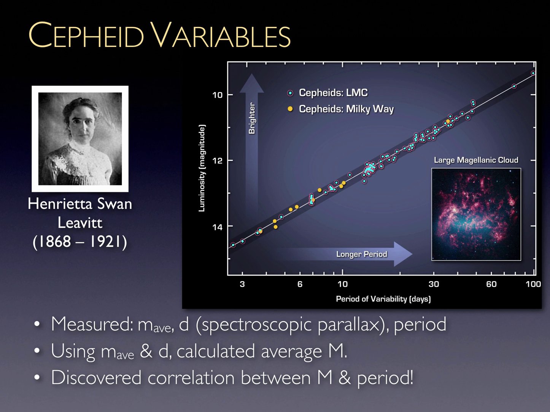It turns out that the period of pulsation and the average luminosity, and thus the average absolute magnitude, are tightly correlated. The period luminosity relationship between a Cepheid variable star's pulsation period and its average absolute magnitude was discovered by Henrietta Swan Leavitt in the early 1900s.